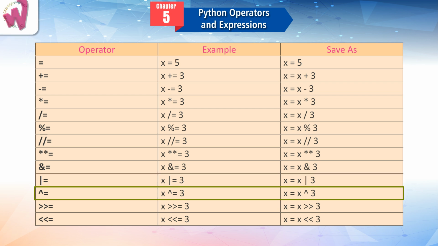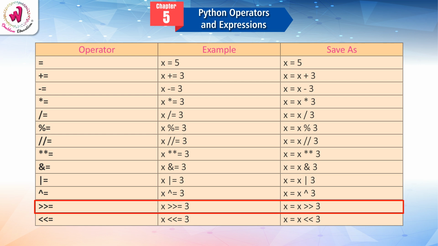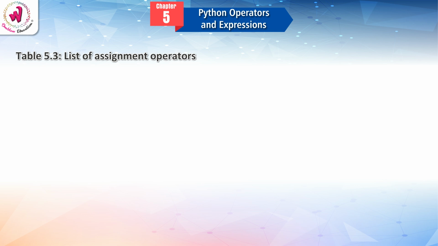XOR equal, x ^= 3, x = x ^ 3. Right shift equal, x >>= 3, x = x >> 3. Left shift equal, x <<= 3, x = x << 3. Table 5.3. List of assignment operators.